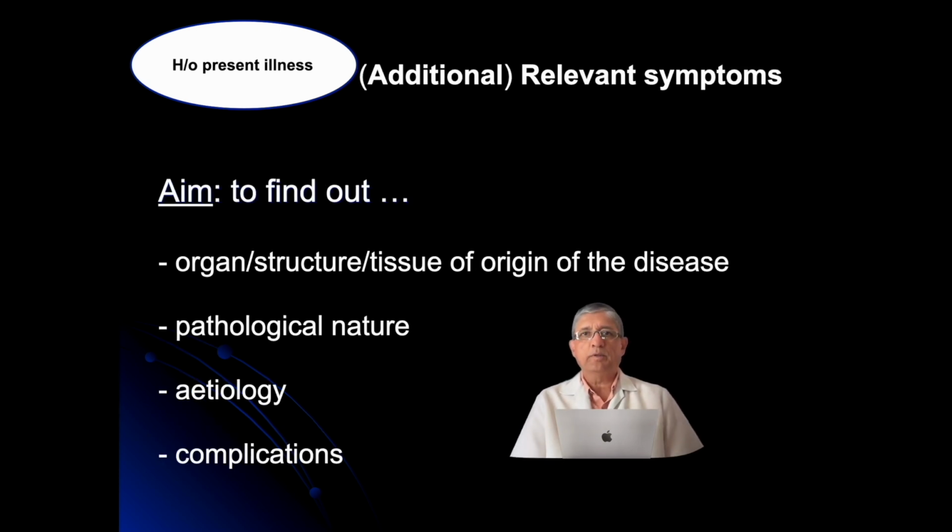Additional relevant symptoms. What do you mean by that? The word relevant suggests that there has to be a relevance of these symptoms with the chief complaint. And the clear-cut aim of asking relevant symptoms is to find out the system, organ, structure, or tissue that is affected, and pathological nature, etiology, and complications.